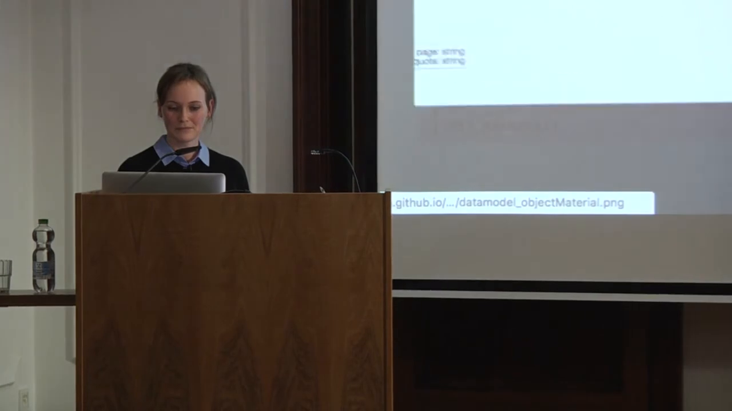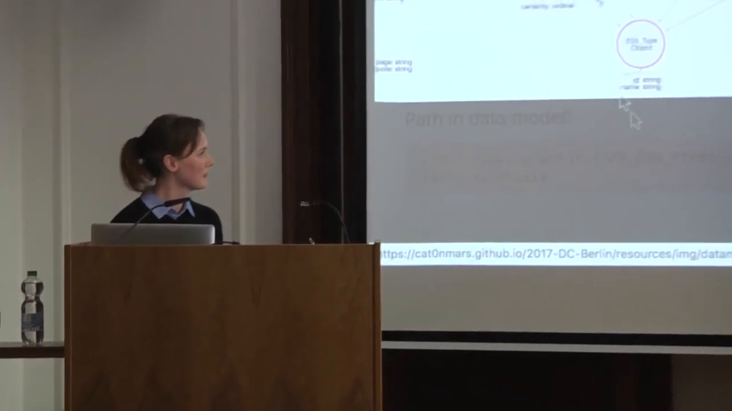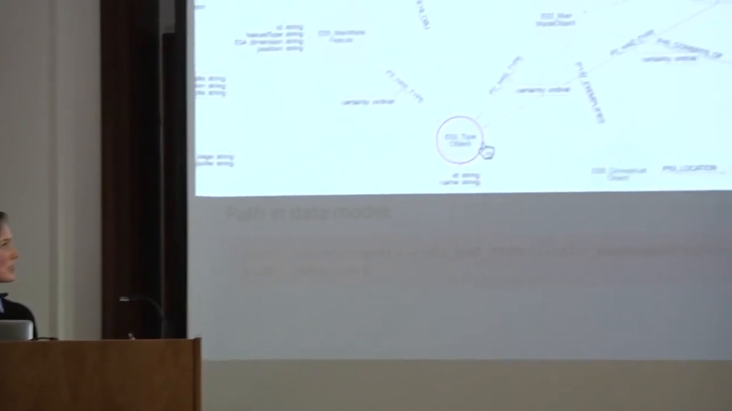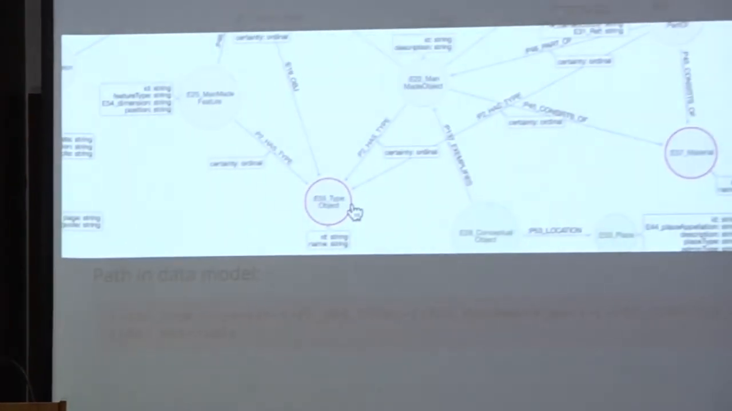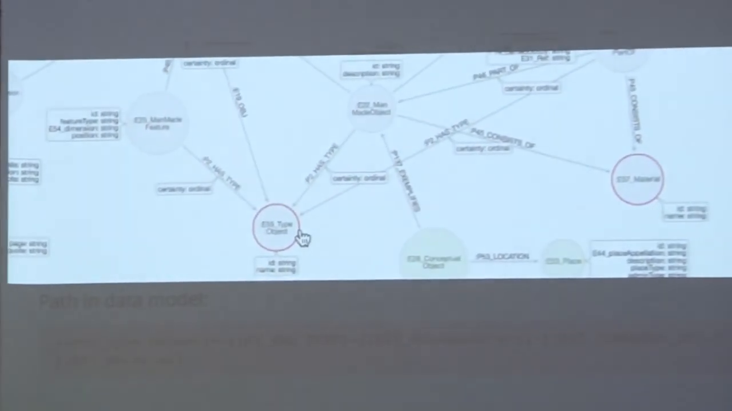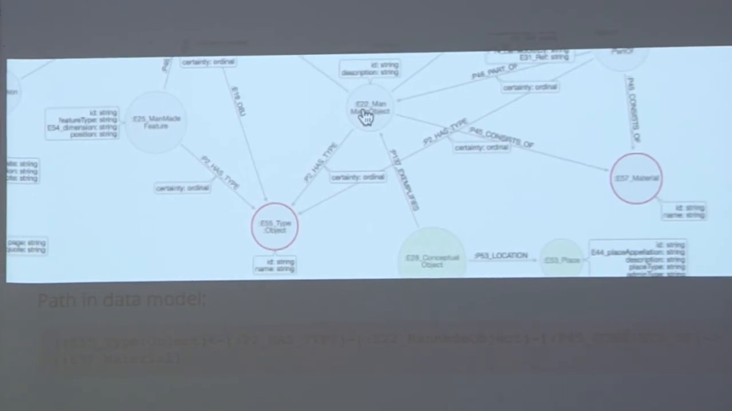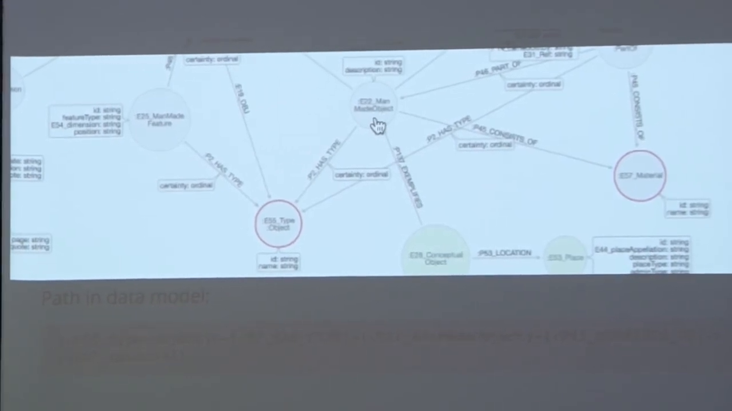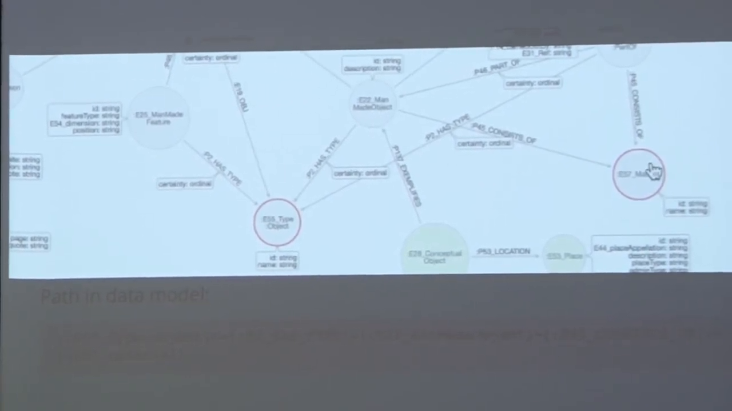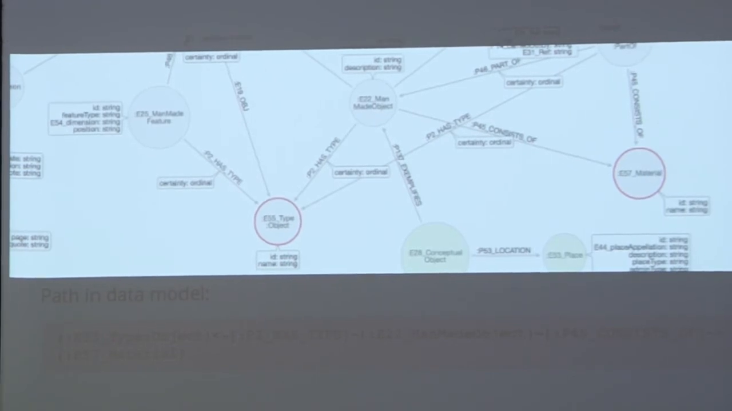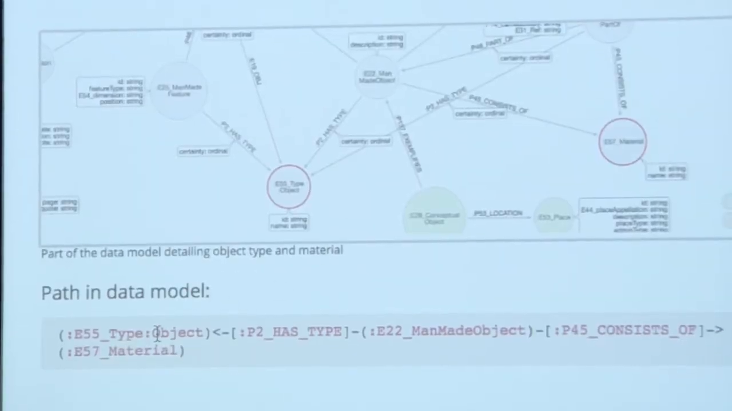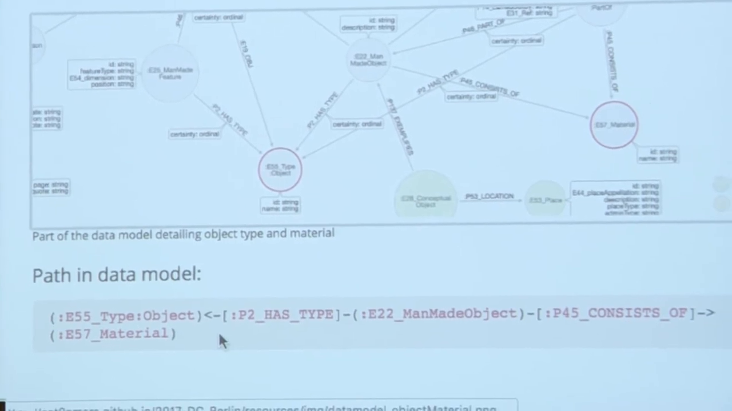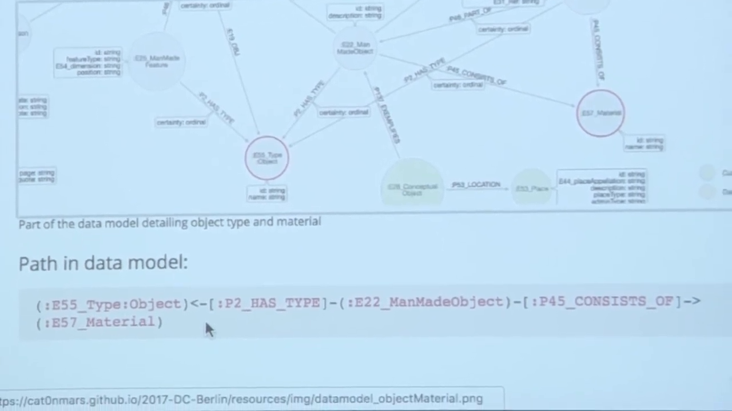So we have here the E55 type object, which describes the object types that I've assigned. Then we have to go to the E22 man-made object, and then we go to the E57 material node. This down here is the path in the data model. I hope everyone can see that. It's basically what I said now.